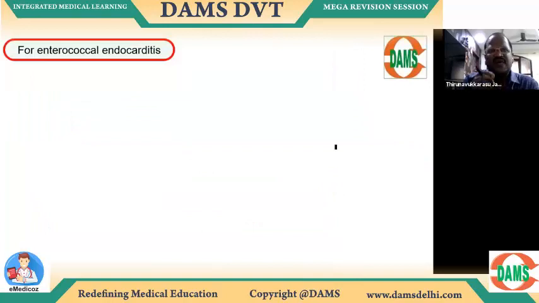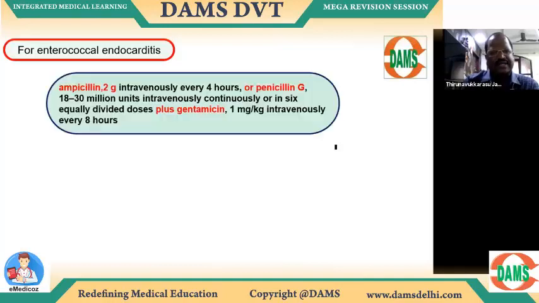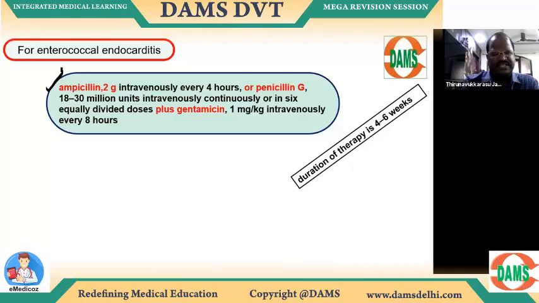And then, how to approach enterococcal endocarditis. For enterococcal endocarditis, the best is ampicillin 2 gram intravenously every fourth hour, or penicillin G 18 to 30 million units intravenously continuously or in 6 equal divided doses, along with gentamicin. Look here, when you combine a beta-lactam drug with an aminoglycoside, they exhibit synergism. So for these cases, we can go for penicillin G with gentamicin or ampicillin with gentamicin. Duration is about 4 to 6 weeks of therapy.